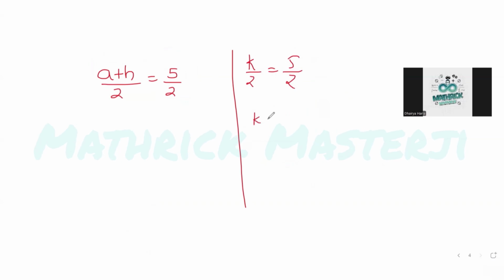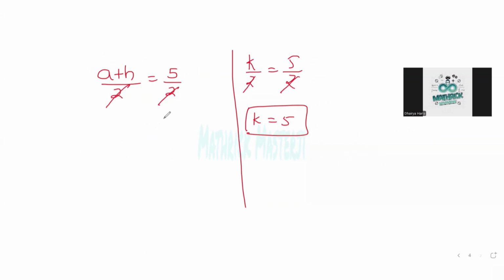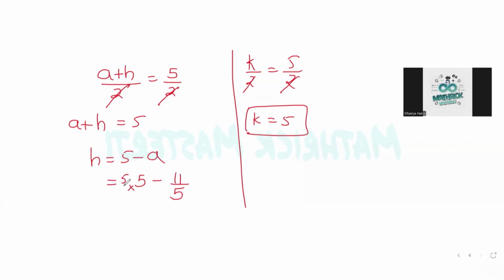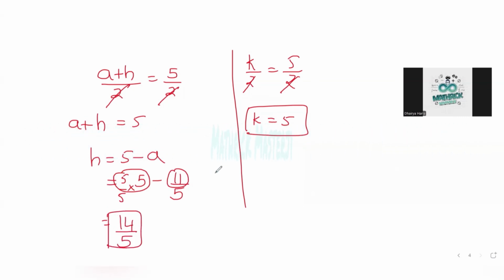So from here I can directly get k is 5, and if I solve for the other, the 2 cancels as it cancels here also. So I get a plus h is 5. If I want h, I can just do 5 minus a, which is 5 minus 11 over 5. To have the same denominator, I'll multiply by 5, so 25 minus 11, which is 14 over 5. So I have h, I have k.